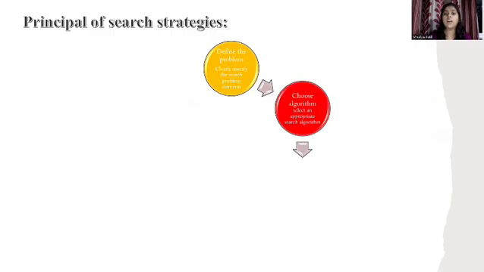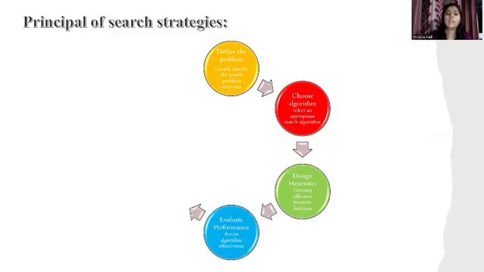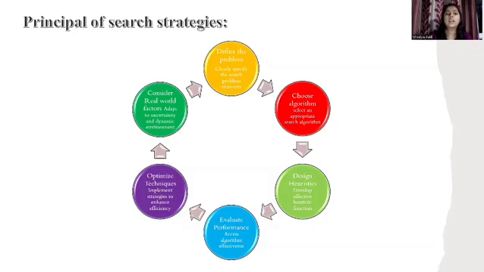Next, principles. What are the principles of search strategy? First is define the problem. Clearly specify the search problem elements. Second is choose the algorithm. Select an appropriate search algorithm. Third is design the heuristic. Develop an effective heuristic function. Fourth is evaluate performance. Assess the algorithm's effectiveness. Fifth is optimize the technique. Implement search strategies to enhance efficiency. And sixth is consider real-world factors. Adapt to uncertainty and dynamic environments.